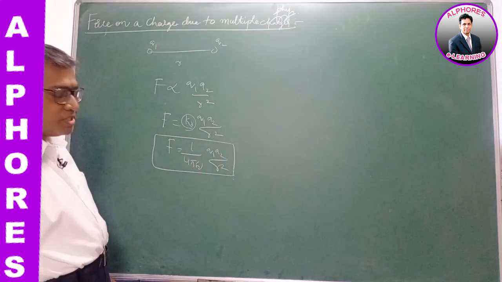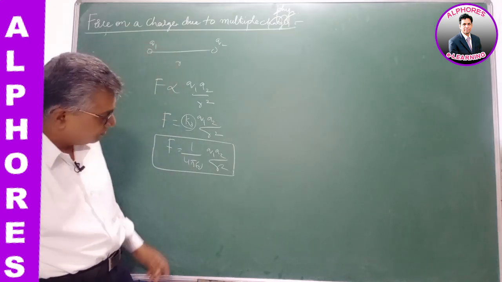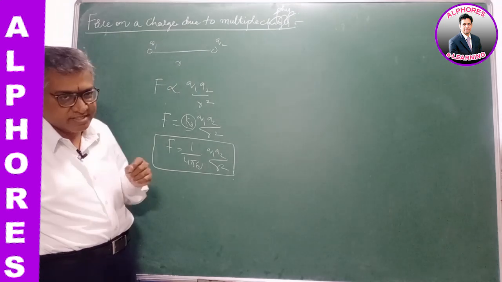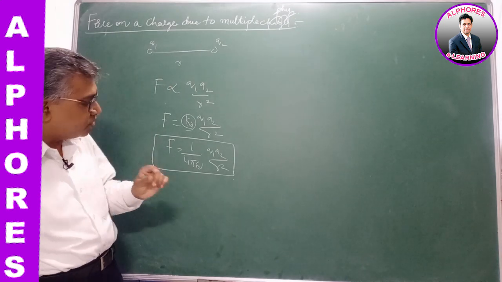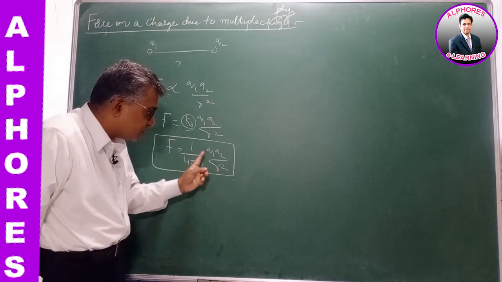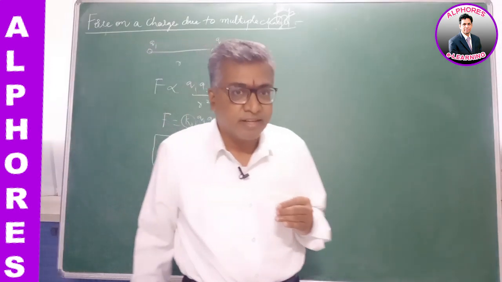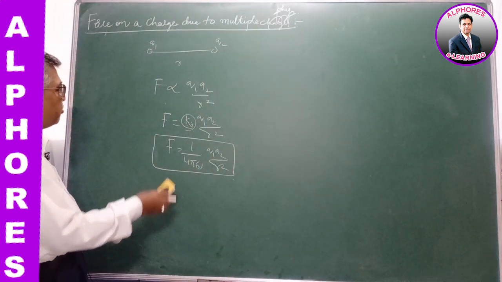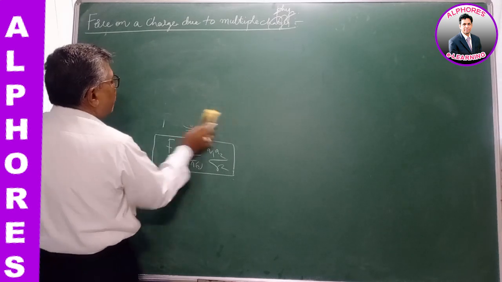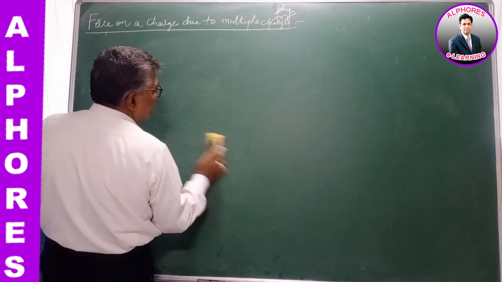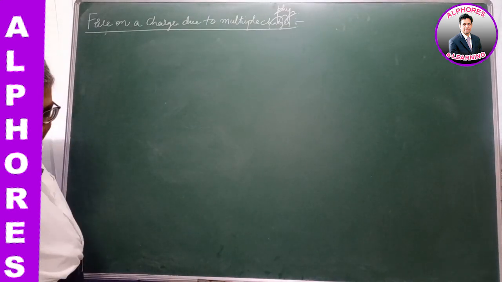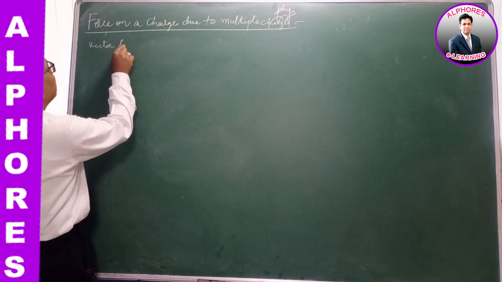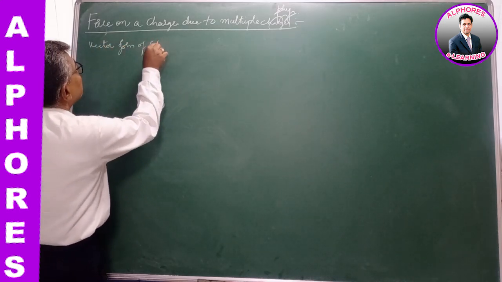This is the force between two charges in air, vacuum, free space. This is the mathematical form of the force between two charges. The magnitude of the electric force acting on two charges is 1 by 4 pi epsilon naught Q1 Q2 by r square. But force is a vector, so we should also define its direction. So first, let us talk about the vector form of the Coulomb force on a charge. We shall understand the vector form of Coulomb force.